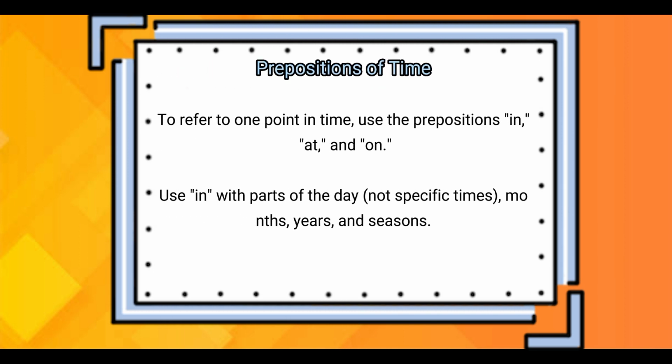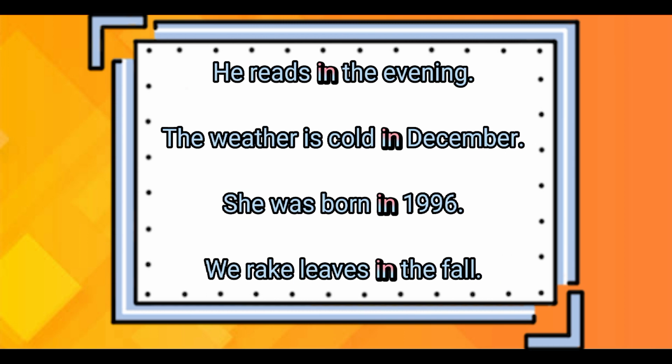Prepositions of time. To refer to one point in time, use the prepositions in, at, and on. Use in with parts of the day, not specific times, months, years, and seasons. He reads in the evening. The weather is cold in December. She was born in 1996. We rake leaves in the fall.